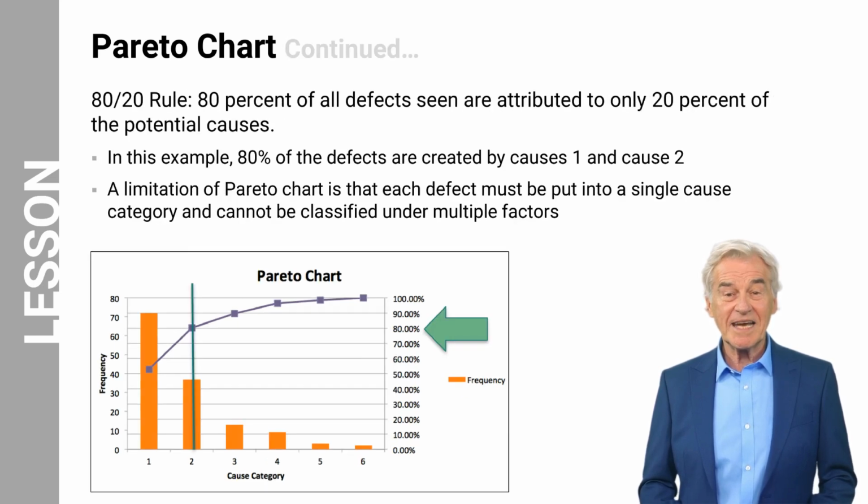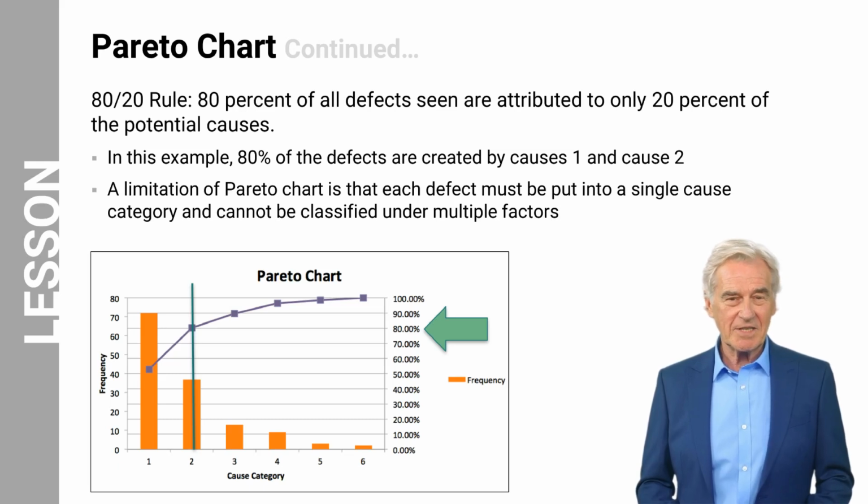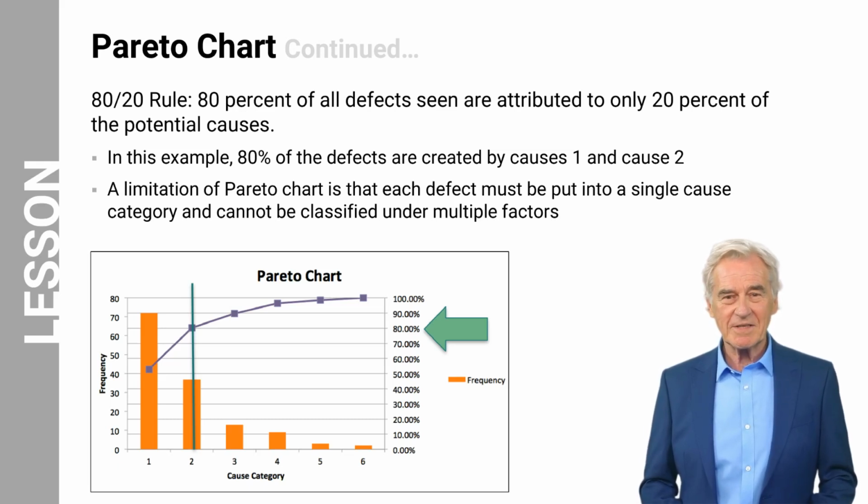Pareto charts follow the 80-20 rule, meaning that 80% of all defects seen are attributed to only 20% of the potential causes. This rule implies that the number of defects can be significantly reduced by investigating the 20% of causes that are most prevalent. These causes can be determined by the 80% mark on the cumulative percentage line. So, for this example, 80% of the defects are created by cause 1 and cause 2. These causes would be the ones that you would focus on improving to yield the largest return on investments.